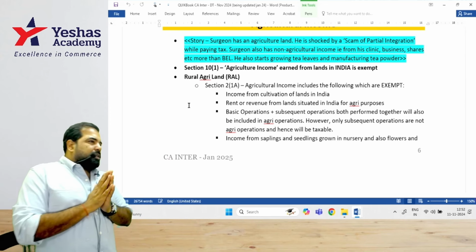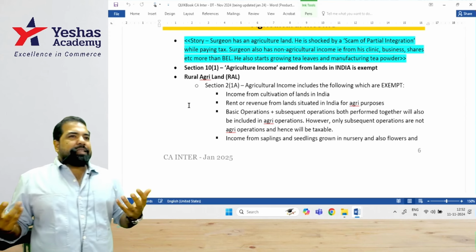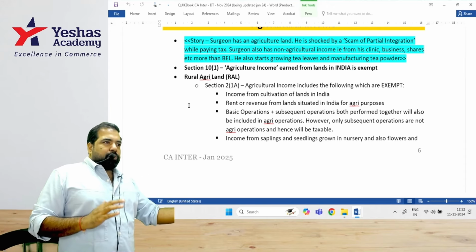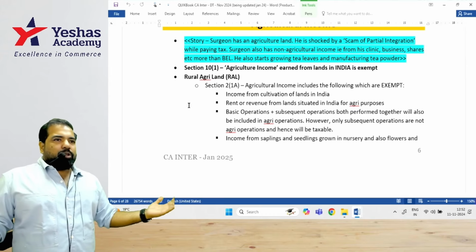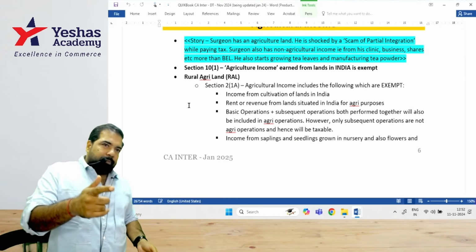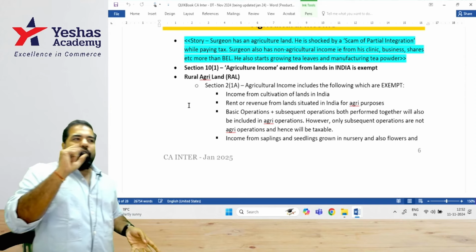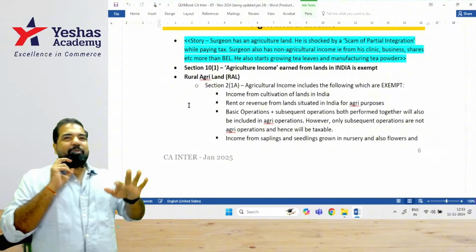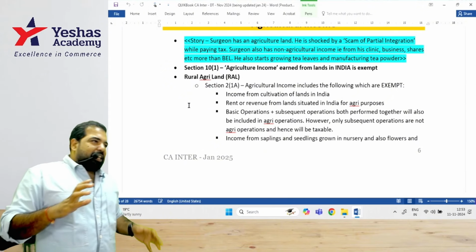Guys, in India, while farmers are not taxed, and you and me as CS will be taxed, there is a guy in the middle who is earning both agriculture income and taxable income. The government says, listen, you will be scammed because there is a scam of partial integration. Is it scam or scheme? Scheme. Scheme of partial integration.